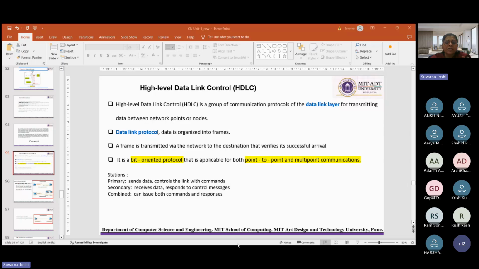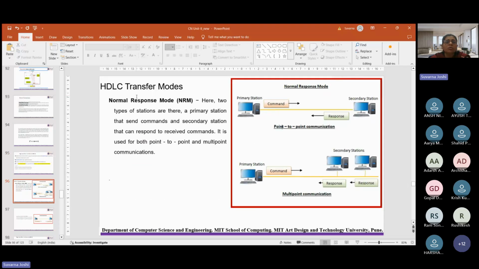Bit by bit, data is transmitted in the format of frames. HDLC deals with frames, where the frame packages the data coming from the packets. We get data from the network layer in the form of packets, and these packets are encapsulated inside the frames. Now there are two transfer modes of HDLC basically: normal response mode, NRM.